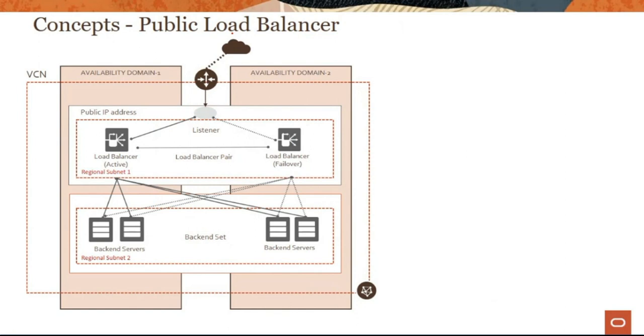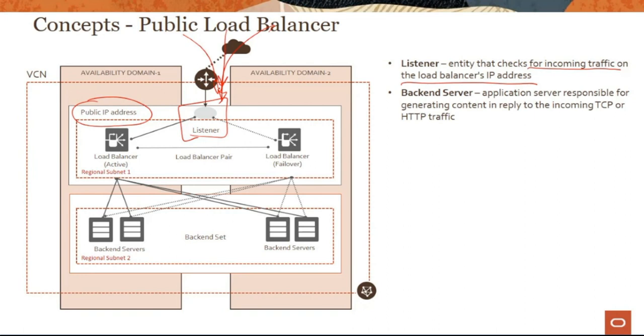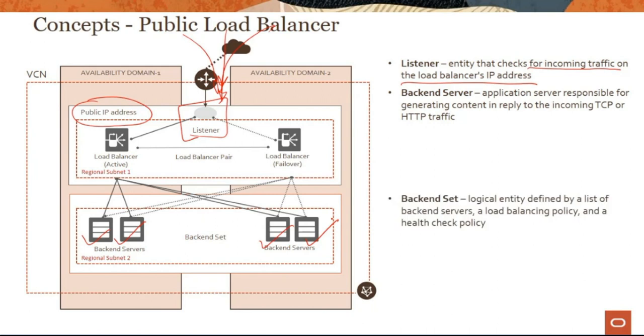So let's look at some of these concepts in a little bit more detail. So the first thing is the listener, which is the component which checks for incoming traffic on the load balancer's public IP. So as we said, this is a public load balancer, so it has a public IP address. The listener is sitting right here and it's listening for incoming traffic, right? Makes perfect sense. Backend servers are application servers responsible for generating content in response to incoming TCP or HTTP traffic. So you have seen in this example, I have four backend servers, right? And their job is to generate the response. So the request comes in and the response goes out from the backend servers.